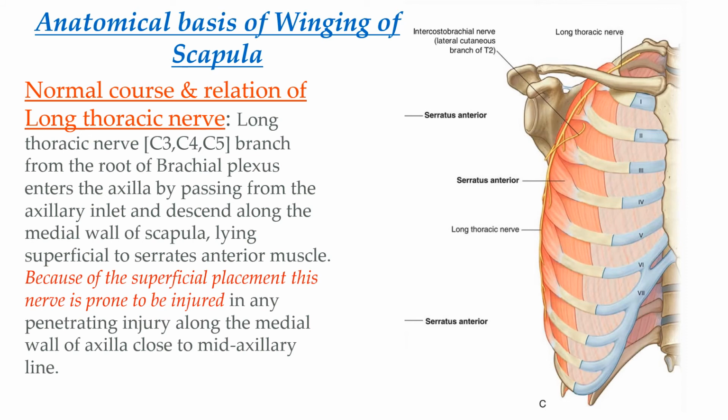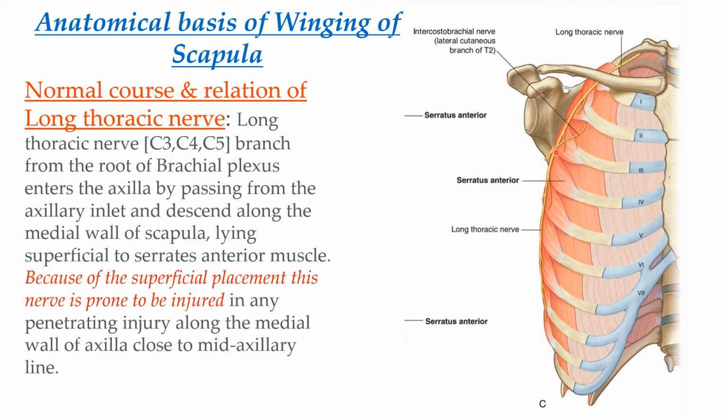Now let us talk about the anatomical basis of winging of scapula. For that, we will first talk about the normal course and relation of the long thoracic nerve, followed by the action of the serratus anterior muscle in the body and what happens when this muscle gets paralyzed. To understand the normal course and relation of the long thoracic nerve, let us see the illustration present on the right side of the screen. Here you can see this yellow color structure. This is the long thoracic nerve.